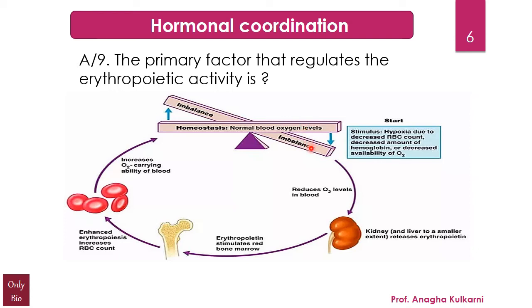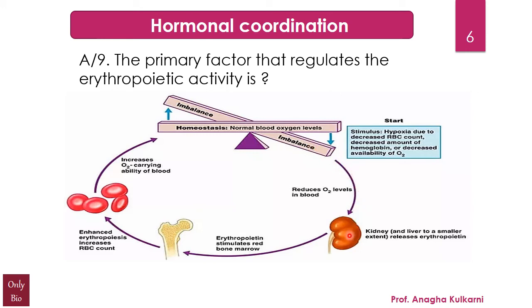Imagine that the oxygen carrying capacity has reduced, or the oxygen level in the blood has decreased, causing hypoxia. Hypo means less, oxia means oxygen. This may occur due to decreased RBC count or decreased amount of hemoglobin, as happens in anemic conditions. So the oxygen levels in the blood drop down.